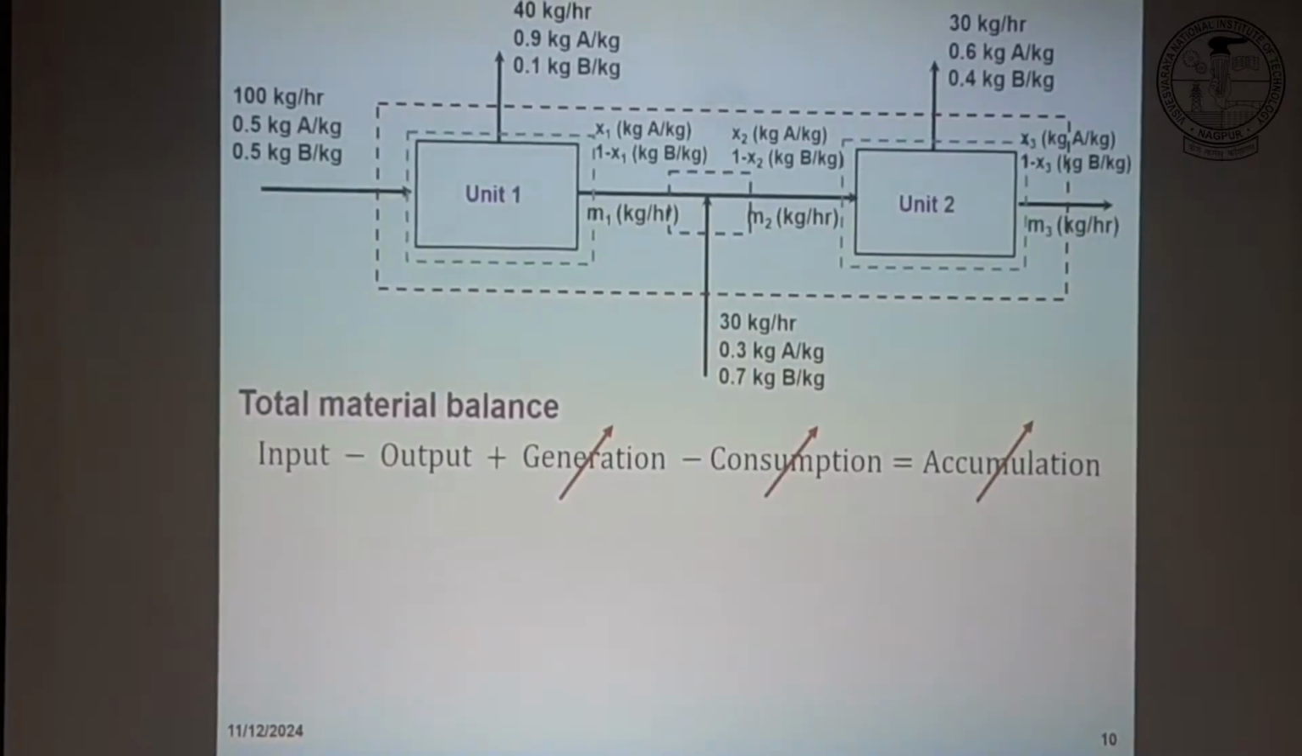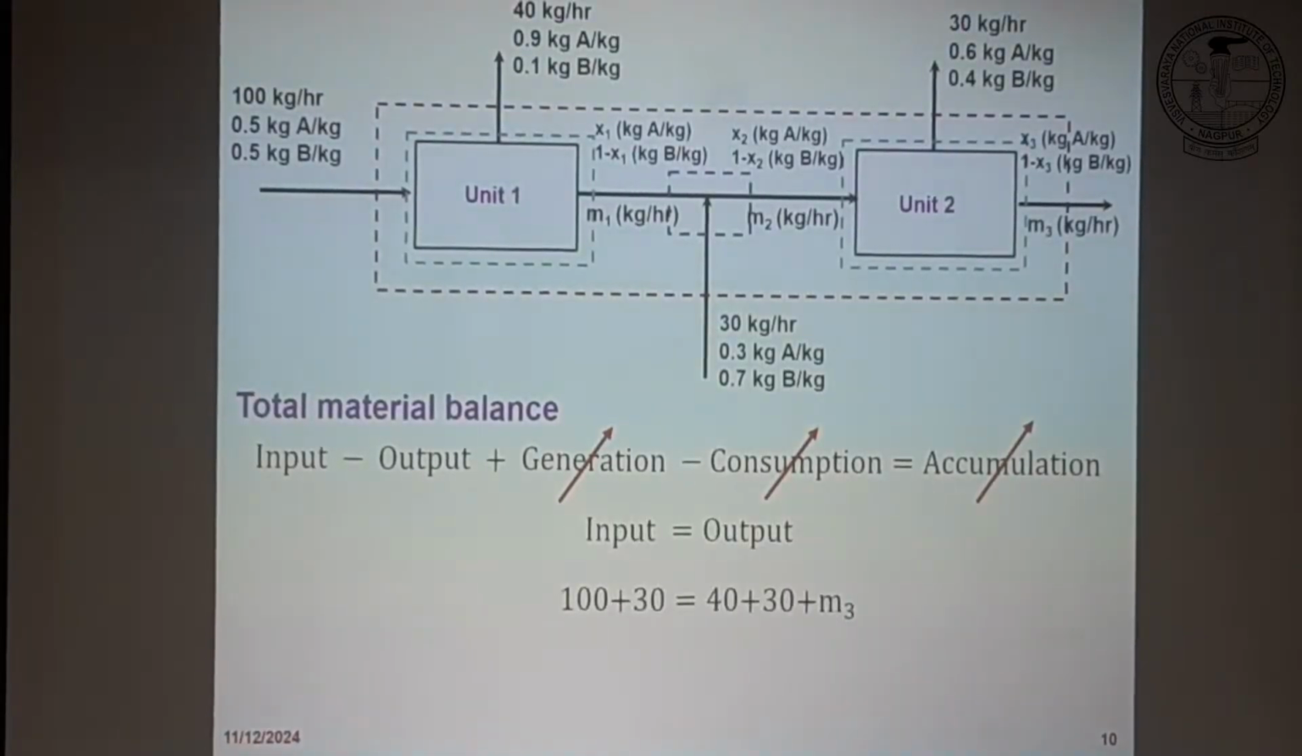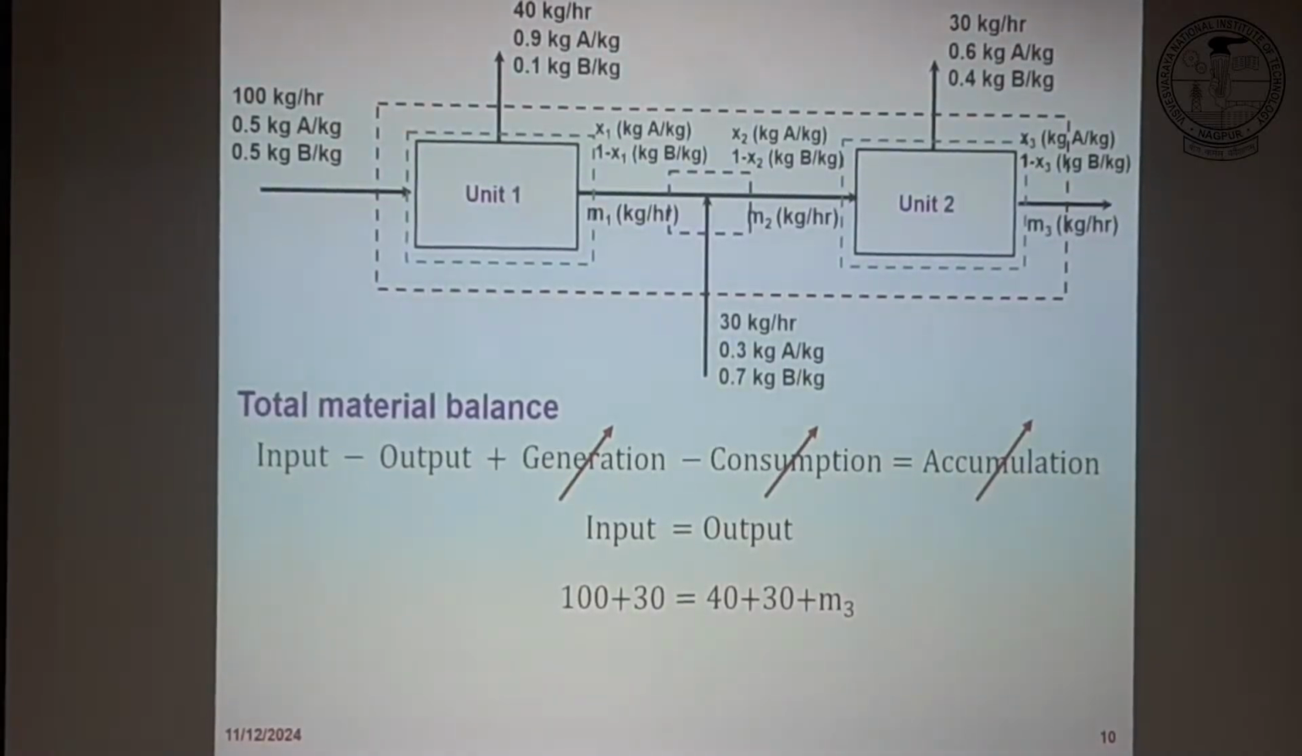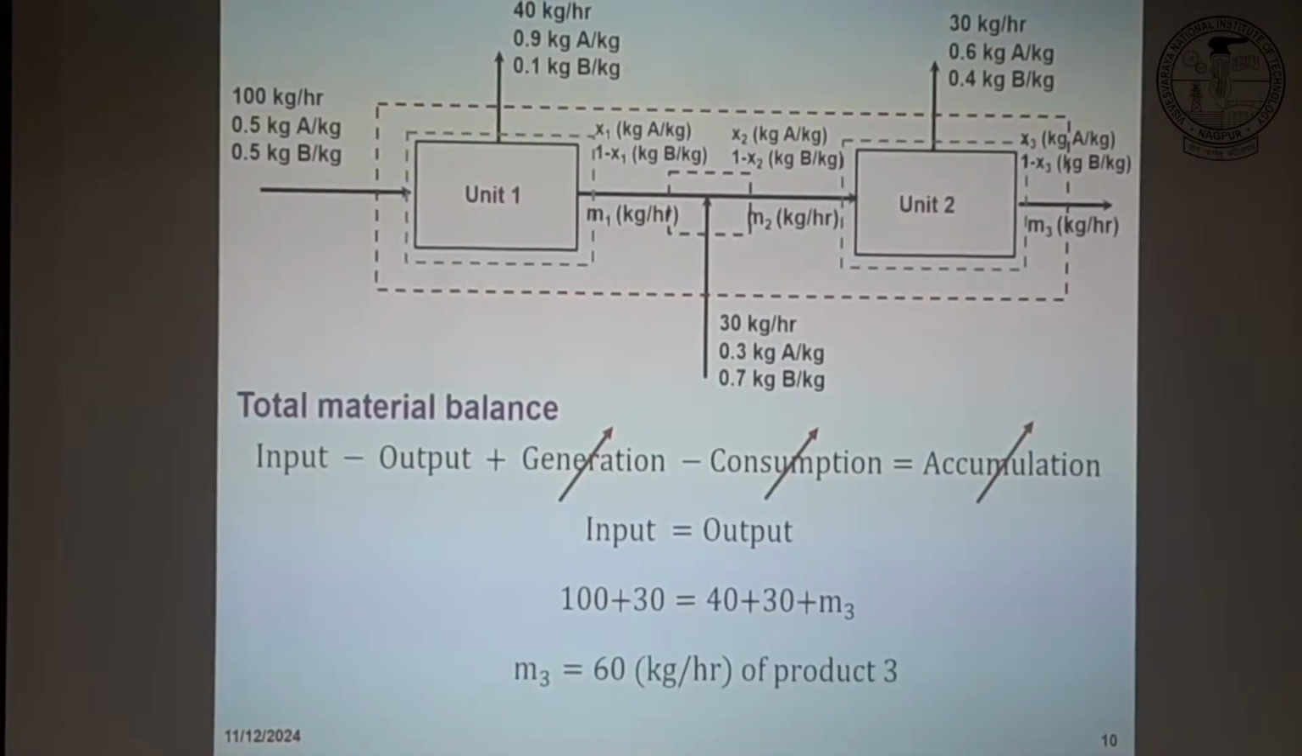Okay, so we have simply input is equal to output. So we have to make a simple material balance across this one. So 100 plus 30 on the left-hand side, and 40 plus 30 and M3. So in this equation only M3 is not available with us. So with this help, we can calculate M3, which is 60 kg per hour of product 3, which is coming out from unit 2.